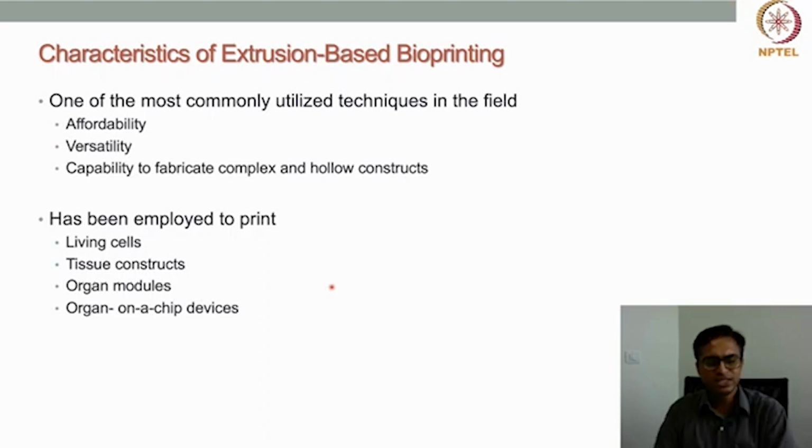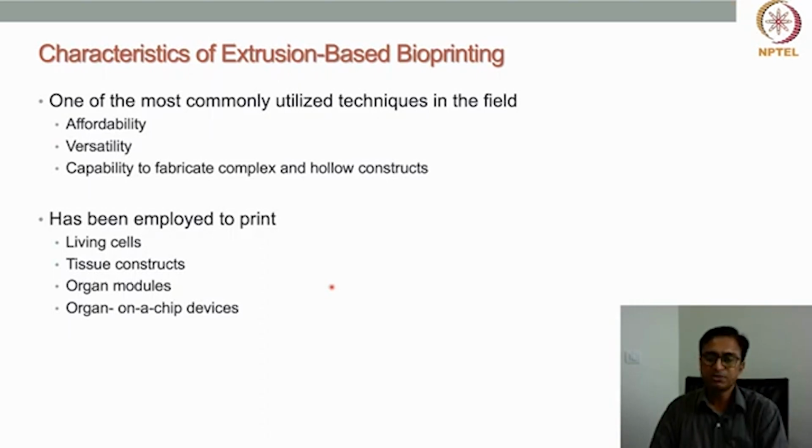That is why extrusion-based bioprinting is one of the most commonly utilized techniques in the bioprinting field. It has been employed for printing different types of tissue structures with living cells. Researchers have shown the possibility of printing different types of cells with this technology, now almost 50 to 60 different types of cells.